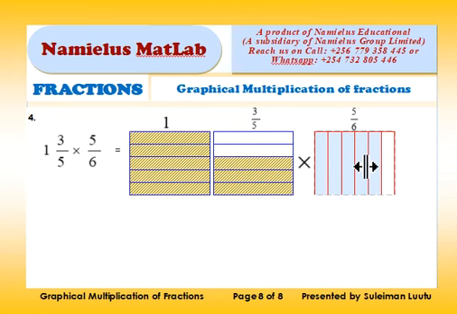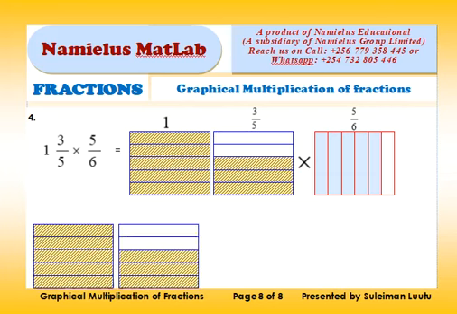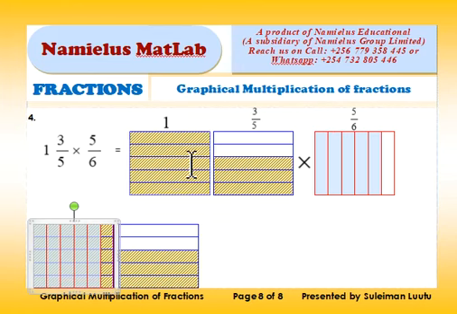Now, in order to carry out this multiplication, we are going to get this 5 out of 6 and then map it on this and then map it on this. Map it on the 1 and then map it on the 3 out of 5. Let's see how we are going to do it. Now, this is the whole, which is one whole number, and then this is the 5 out of 6. So we are going to get the 5 out of 6 and then fit it exactly onto the 1.